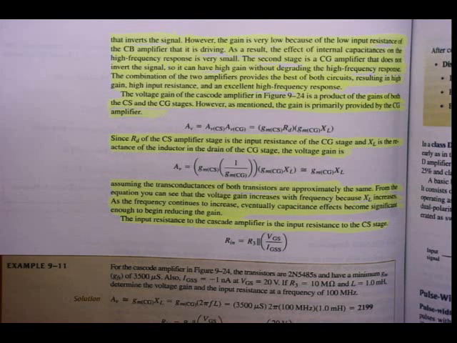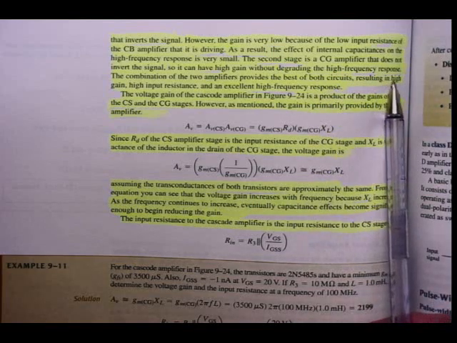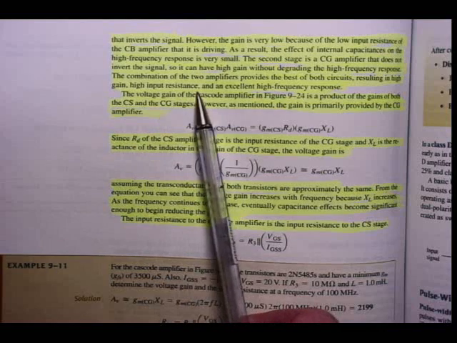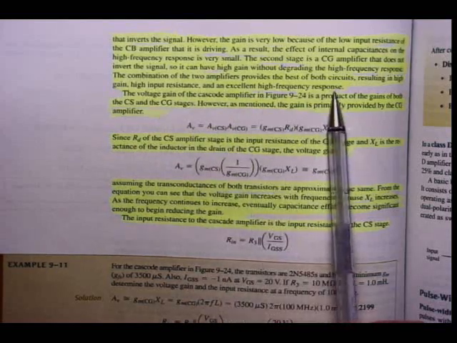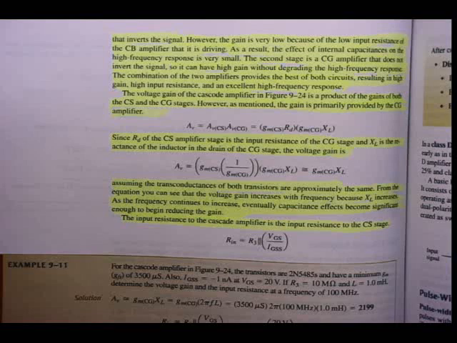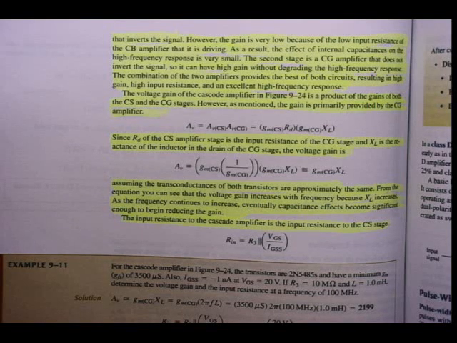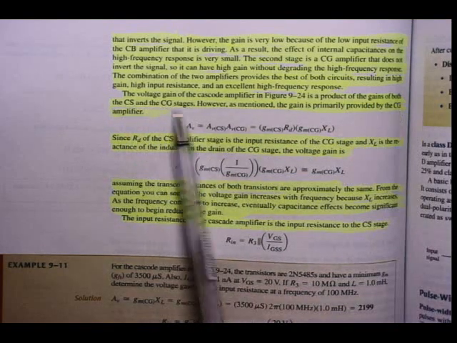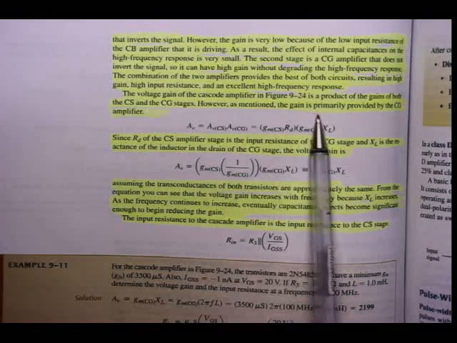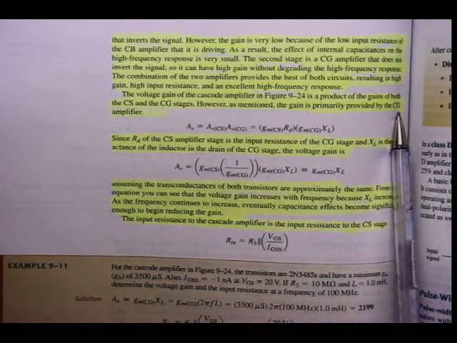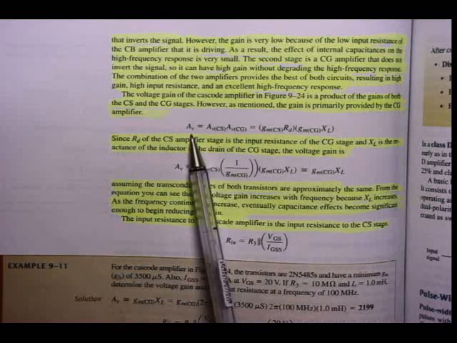So the combination of the two amplifiers provides the best of both worlds, resulting in high gain, high input resistance, and an excellent high frequency response. Right. So the voltage gain of the cascode amplifier in figure 9.24 is a product of the gains, as we've seen with multi-stage amplifiers, of both the common source and the common gate amplifier. However, as mentioned, the gain is primarily provided by the common gate amplifier, as we can see here.